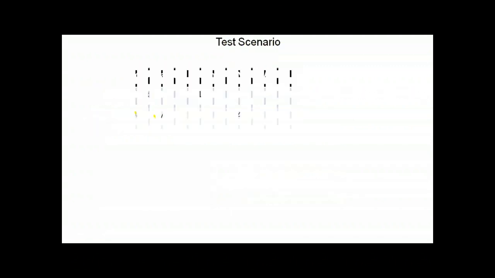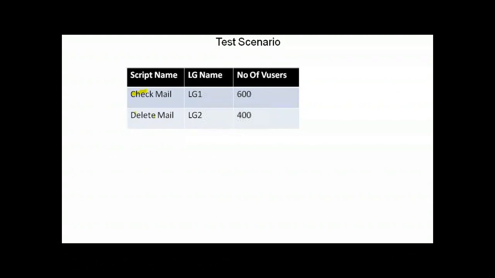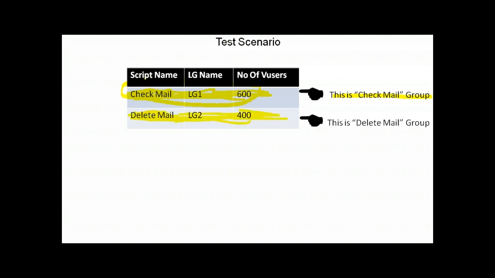Now, let's say we have considered only 2 scripts, not 15 scripts or 40 scripts. One is the check mail script and one is the delete mail script. You upload these 2 scripts into the controller, or you add these 2 scripts into the controller. Now this is called a group, guys. So this is a check mail group. This is also called another group. You can call this a delete mail group.